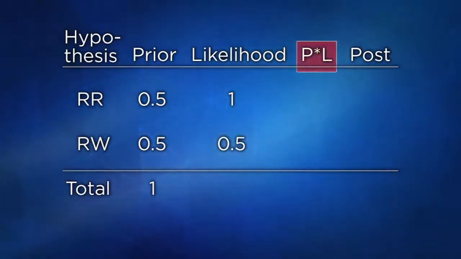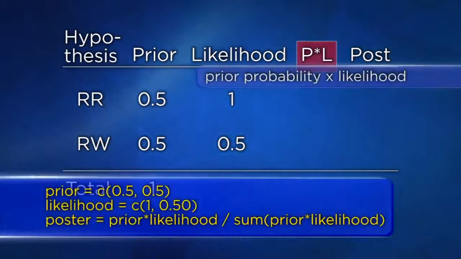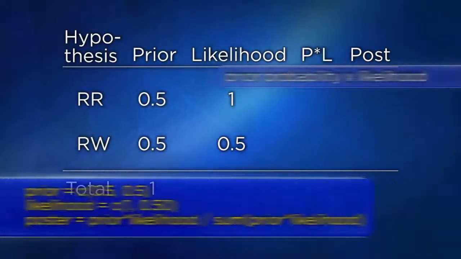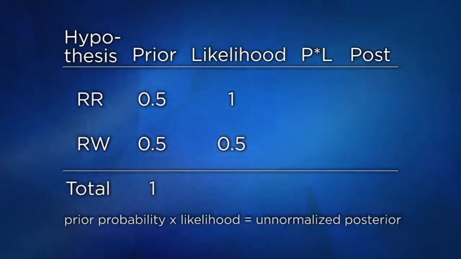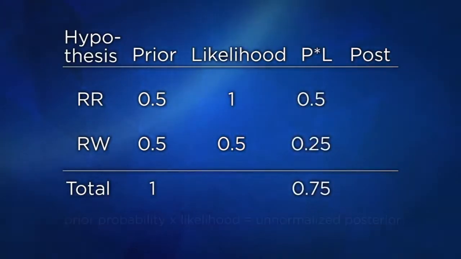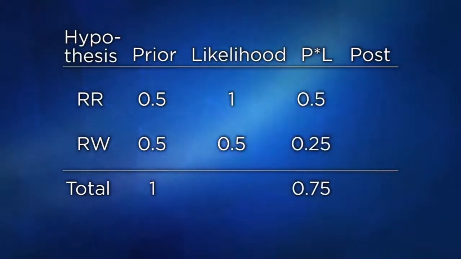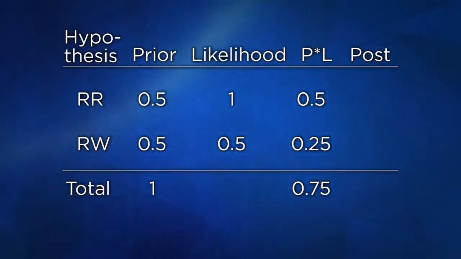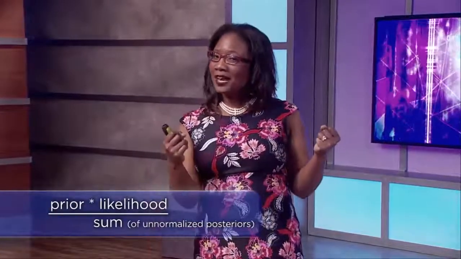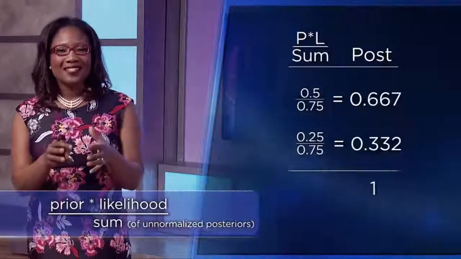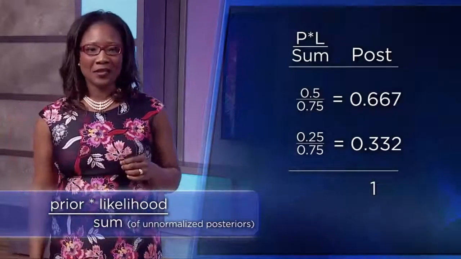Now the third column, this is the product of the prior probabilities and the likelihood. We call this the unnormalized posterior. It's only unnormalized because it doesn't add up to 1, right? But it's going to be proportional to the actual posterior probability, which we'll see in the last column. Now, to find those posterior probabilities, we take the prior, multiply it by the likelihood column, and divide by the sum. This is going to get us numbers that add up to 1.